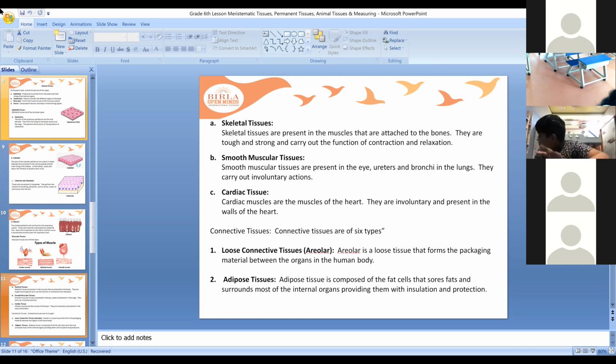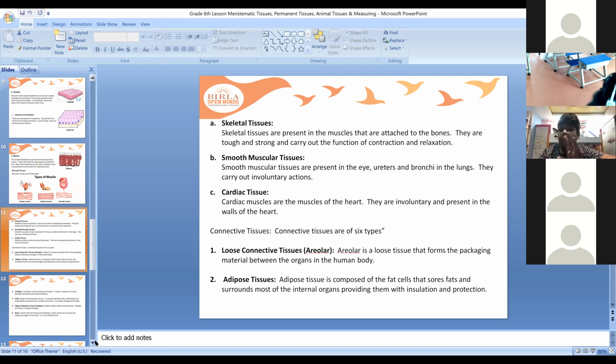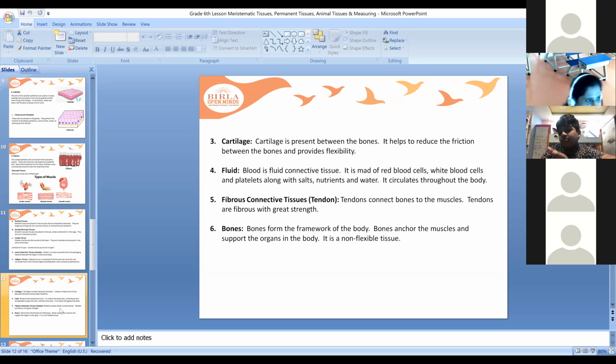Now coming to the next one, the cartilage. Cartilage is present between the bones. It helps to reduce the friction between the bones and provides flexibility. Even you can find this cartilage. Just touch your ears. Touch it, how they are. They are moving. Aren't they flexible? Do you have bone inside it? It's a very thin bone.